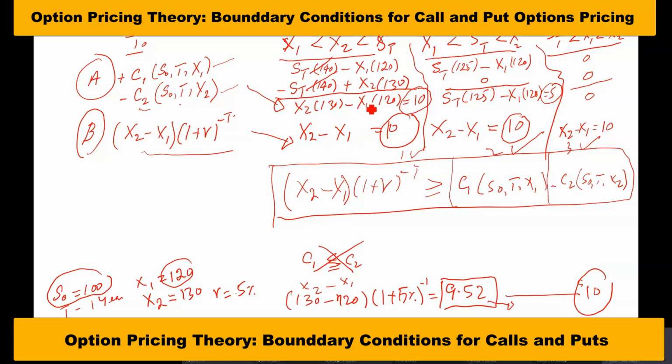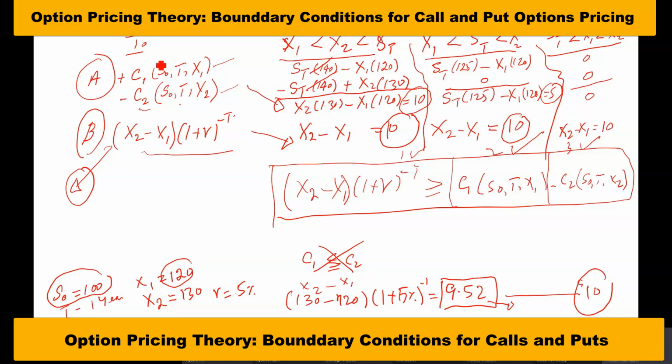Is there any chance of losing money in portfolio A? We know portfolio B is a risk-free portfolio, isn't it? It is a risk-free portfolio. No matter what happens, portfolio B always pays you $10. So this is a risk-free portfolio. Okay, so there is no worry about it.